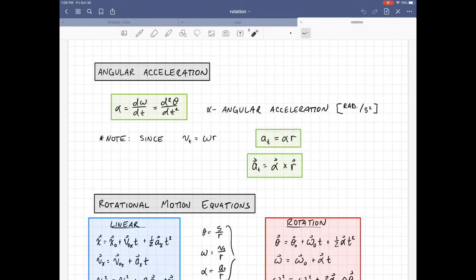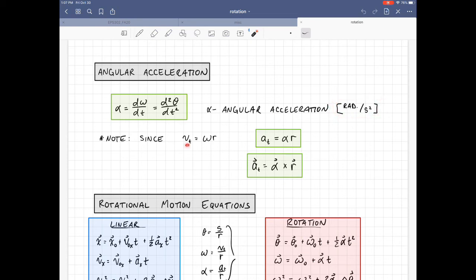Now, of course, next up we have angular acceleration. The angular acceleration symbol is alpha, and we get it much in the same way as with our translational quantities, by taking the time derivative of the velocity, so the omega quantity, angular velocity, which also corresponds to the second time derivative of the theta vector. So for angular acceleration, the typical unit you'll see is radians per second squared.